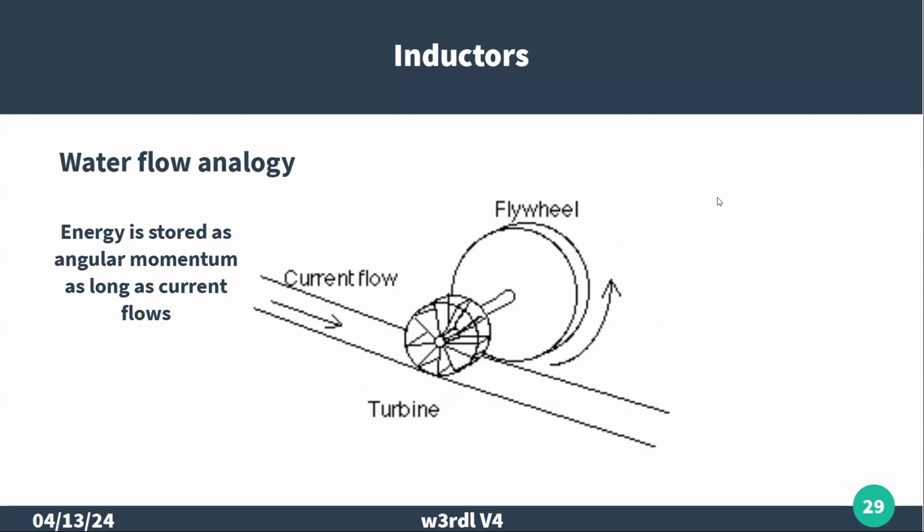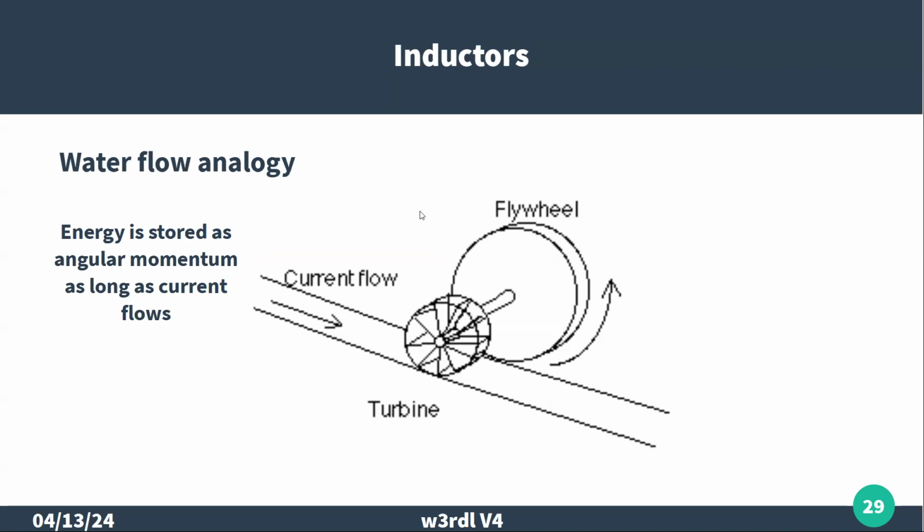To do the water flow analogy, it's kind of equivalent to a little turbine connected to a flywheel. When you first apply water pressure, because of the inertia of that flywheel, it's going to start to turn very slowly. As the current flows, it will go faster and faster, and we're storing energy in that flywheel. It's the same principle in the magnetic field.